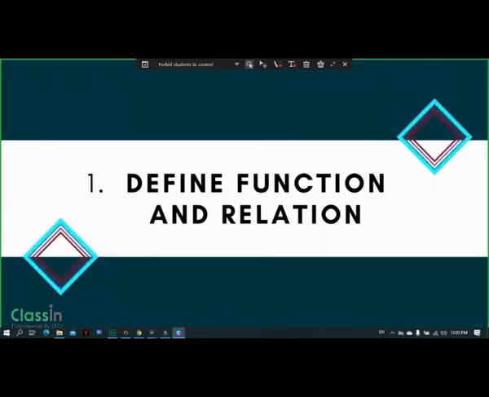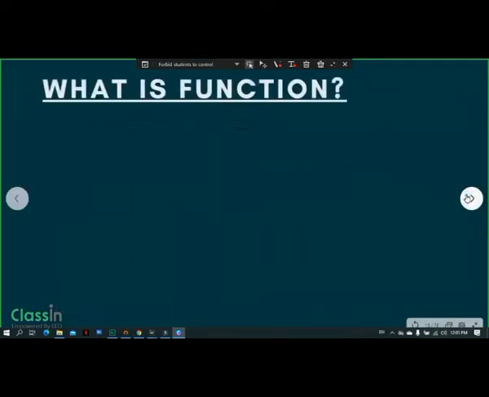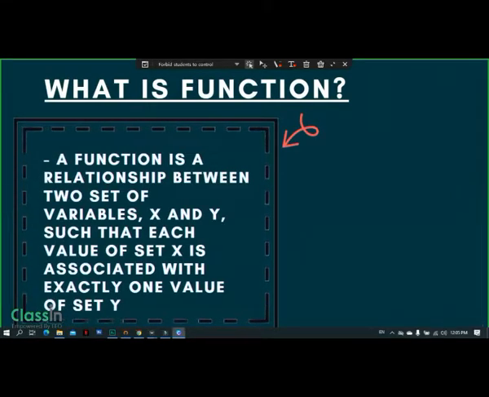First, we have to define what is a function and what is a relation. Let's define first what is function. A function is a relationship between two sets of variables x and y such that each value of set x is associated with exactly one value of set y.